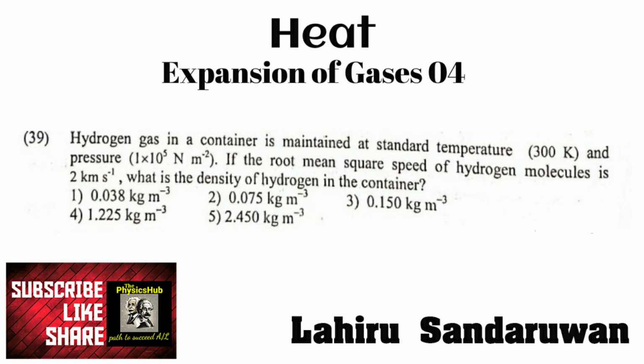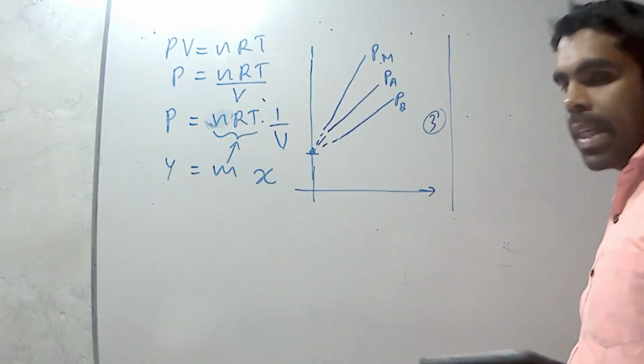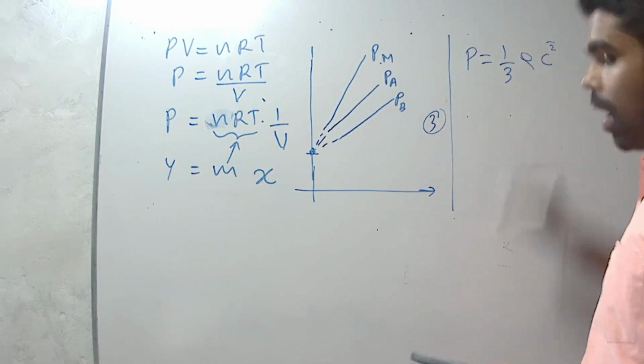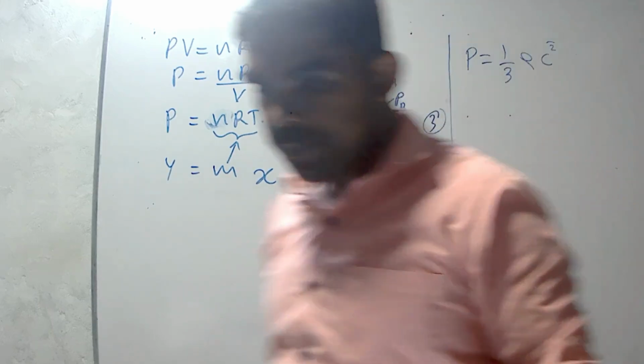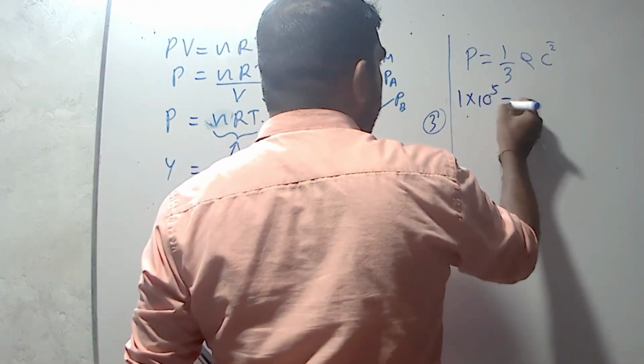Hydrogen gas in a container is maintained at a standard temperature 300 Kelvin and pressure 1 into 10 to the power 5 Newton per square meter. If the root mean squared speed of hydrogen molecule is 2 kilometers per second, what is the density of hydrogen in the container? We can use the relationship between pressure and density. P equals 1 over 3 rho C square bar. Now, pressure 1 into 10 to the power 5, 1 over 3.